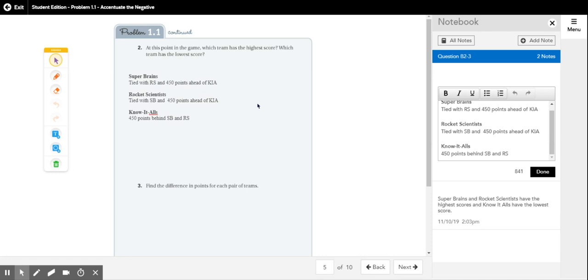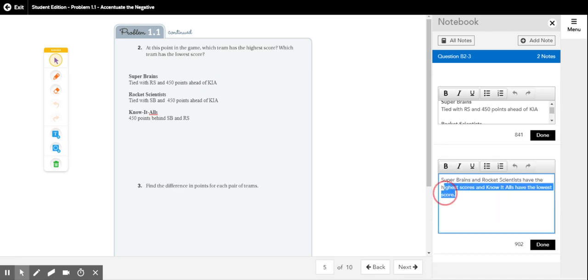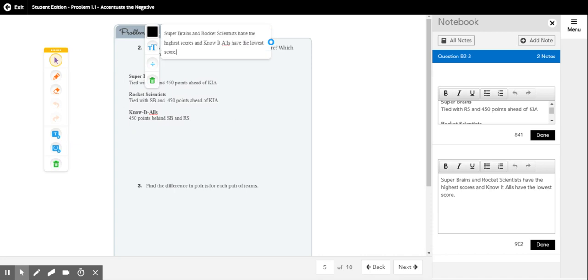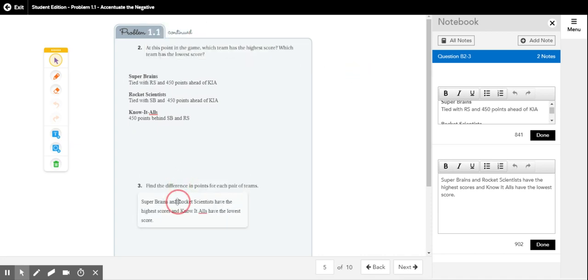And know-it-alls wound up at negative 600. So in order for know-it-alls to catch up, they would have to gain 450 points. That means rocket scientists and super brains are 450 points ahead of know-it-alls. The same is true for rocket scientists, and know-it-alls are 450 points behind super brains and rocket scientists. So notice that the point value is describing a distance, and either behind or ahead is describing a direction. That's going to be important later, and of course, reviewed several times. So we have a distance and a direction.